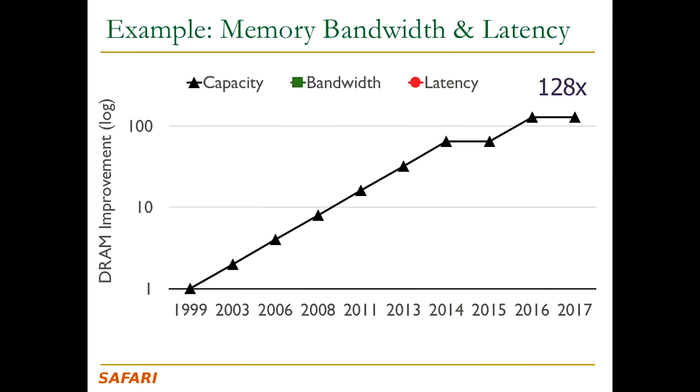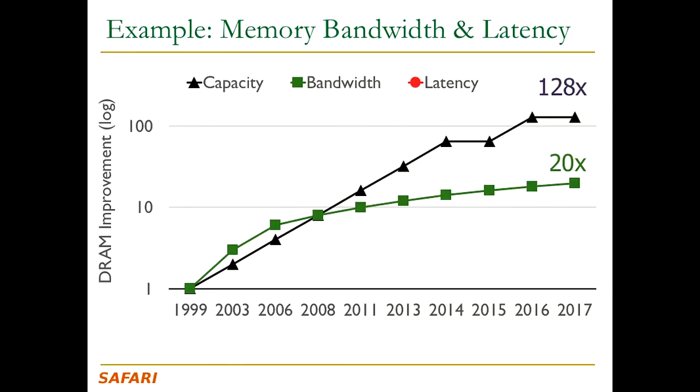What do you think about bandwidth over the last 18 years? Any guesses as to how much it has improved in the past 18 years? Bandwidth is transactions per second or bytes per second you can get out of DRAM. Nobody guessing anything? Is it 100x? I want to guess. 6x, okay. Well, it's not terrible, I guess. It's not a bad guess.